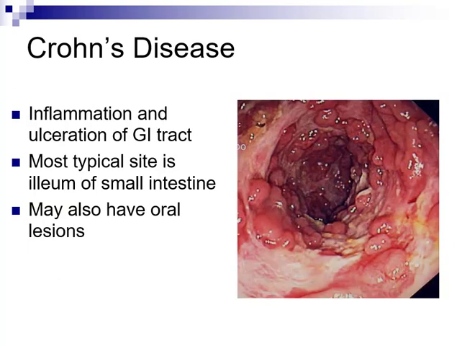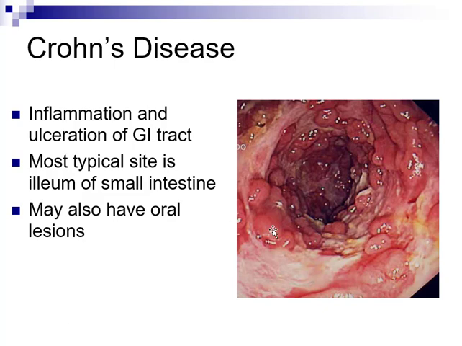The next two that we'll be looking at are both labeled under inflammatory bowel diseases, or IBD, including Crohn's disease and ulcerative colitis. So Crohn's disease occurs anywhere along the GI tract, from the mouth all the way to the anus, although it's most typically seen in the small intestine.